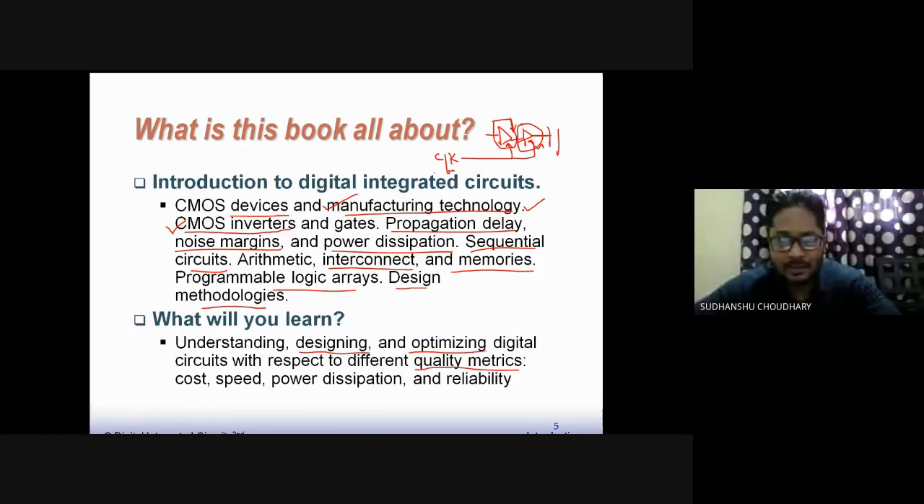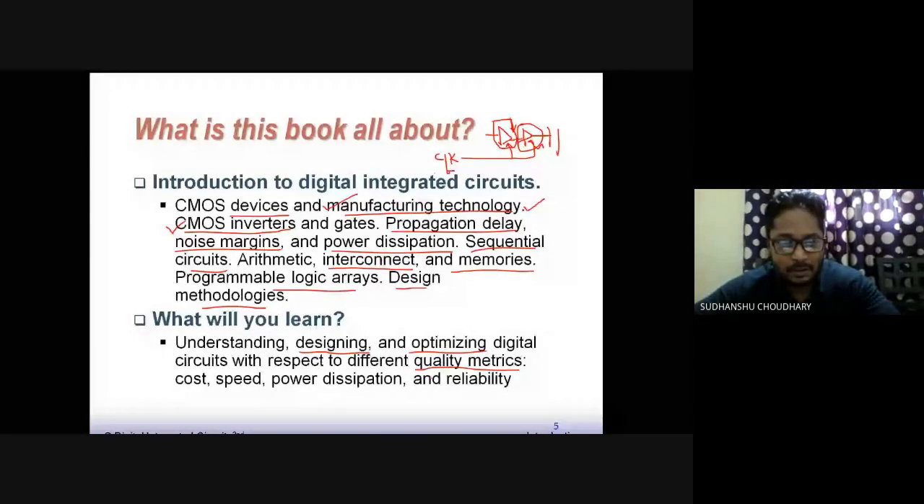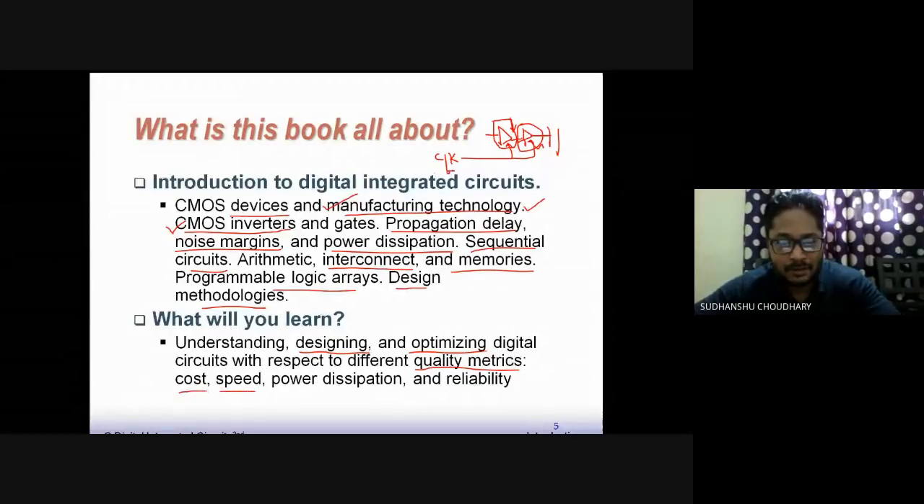Apart from designing, we will also learn how to optimize our digital circuits with respect to different quality metrics, and these quality metrics are very important. The quality metrics could be the cost of the circuit, speed of your circuit, power dissipation, and reliability. So these are the quality metrics for any circuit, not just digital circuits. In fact, for any circuit or any IC, there would be some quality metrics, and these are very common. That is, number one, you need to optimize your circuit so that the cost of that circuit comes down.